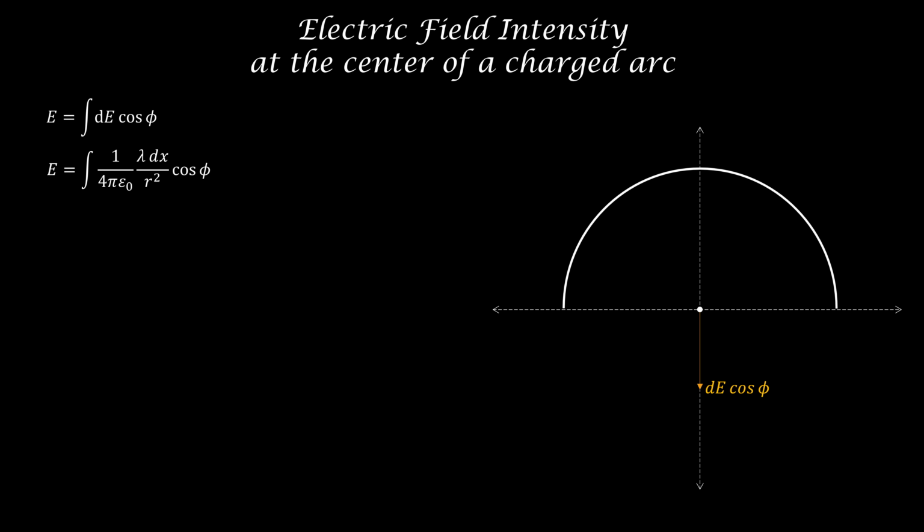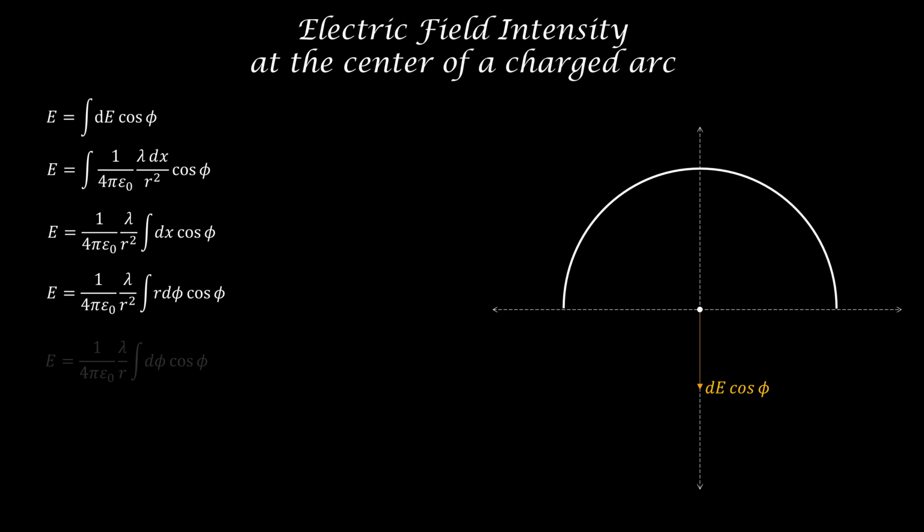Putting the value of dE, taking out the constant parts. We know arc equals radius into angle, so dx is equal to r d phi, as the dx part subtended d phi angle at the center. r is constant and we take it out. Cancelled 1 by r, and now we have to integrate cos phi d phi. Putting the limits, from minus pi by 2 to pi by 2.